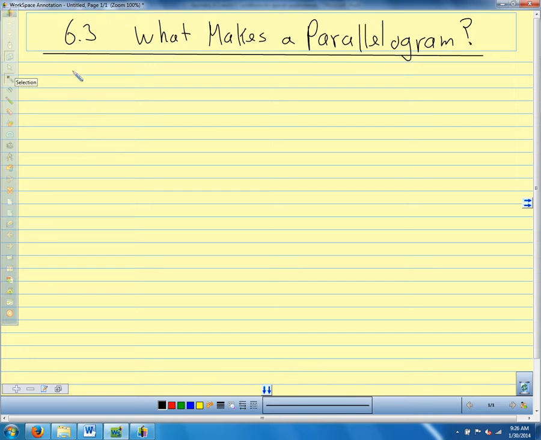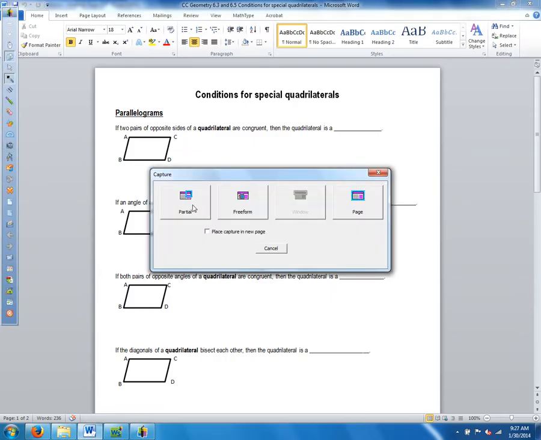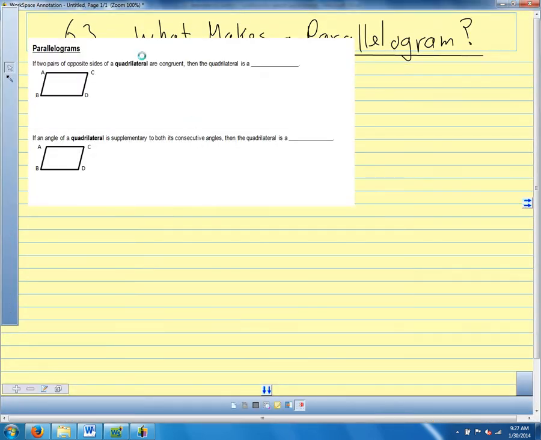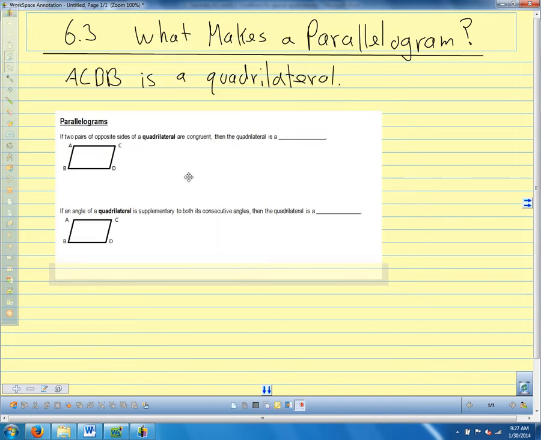So we're going to say for all of these that ACDB is a quadrilateral. Let me grab a picture here of the first couple, and what we're going to do is talk about, if we have a quadrilateral, what things guarantee us that our quadrilateral is a parallelogram.